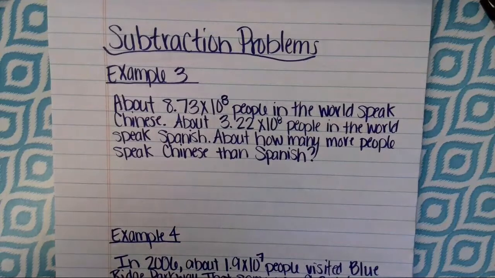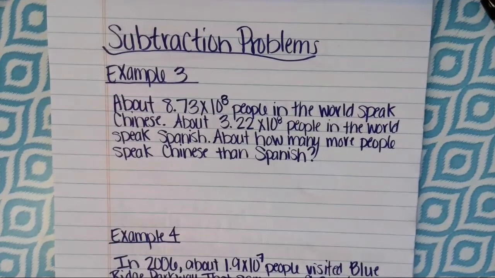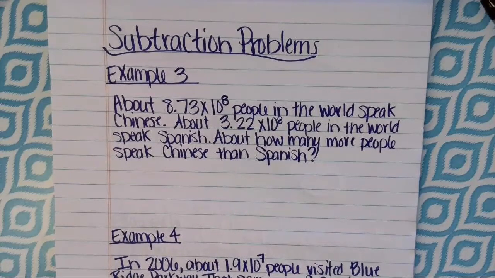Okay, moving to our subtraction problems. Again, we know that these are subtraction, but we want to make sure that we look at the question and think about what it means and why it tells us to subtract. Example 3 says 8.73 times 10 to the 8th people in the world speak Chinese. About 3.22 times 10 to the 8th people in the world speak Spanish. About how many more people speak Chinese than Spanish?